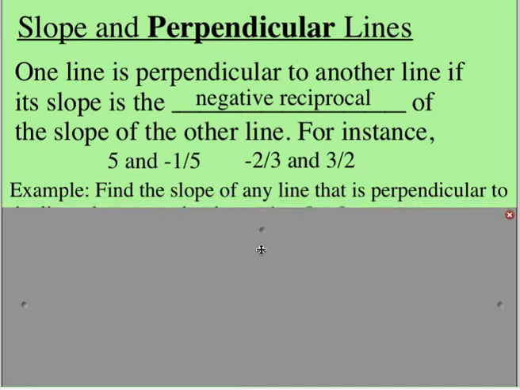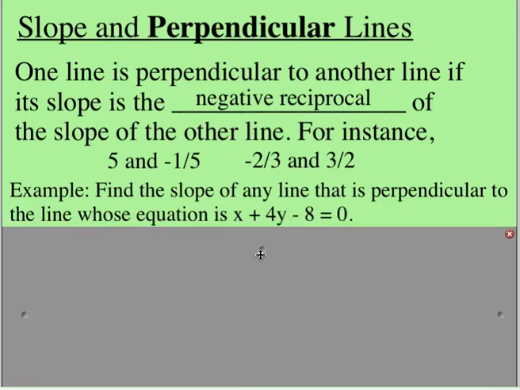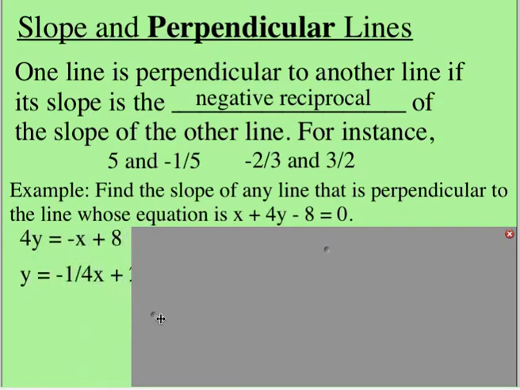Example, find the slope of any line that is perpendicular to the line whose equation is x plus 4y minus 8 equals 0. Now the line that's given is in general form, so the first thing we need to do is figure out what the slope of this line is, and I'm going to do that by getting it into slope-intercept form. So I add the 8 and minus x from both sides to get 4y equals -x plus 8, and then divide everything by 4. So 4y divided by 4 would give me y. -1 divided by 4 will give me -1/4, and 8 divided by 4 will give me 2.